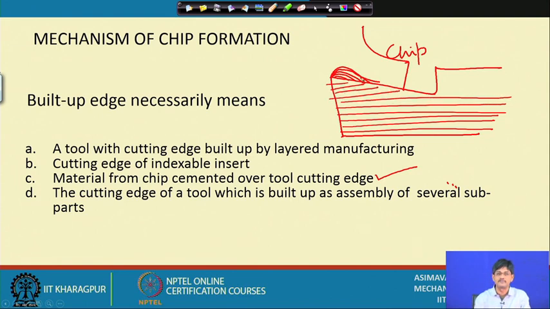Even if you build up tools with layered manufacturing technology. Some work has been done in this direction definitely, especially hollow tools in which you can preferentially leave hollow spaces inside for either for lubrication or for some other purpose, maybe for damping. So, those are not being meant here. Cutting edge with indexable insert, no, it is not called a built up edge, or a tool which is built up with sub assemblies, the cutting edge of that particular tool, no. So, C is correct.